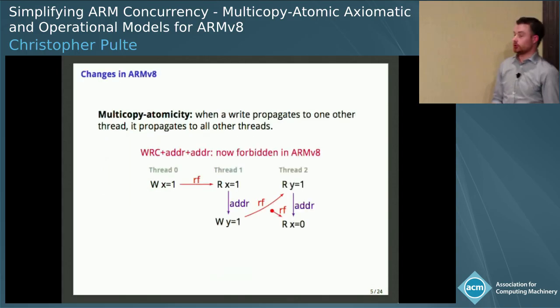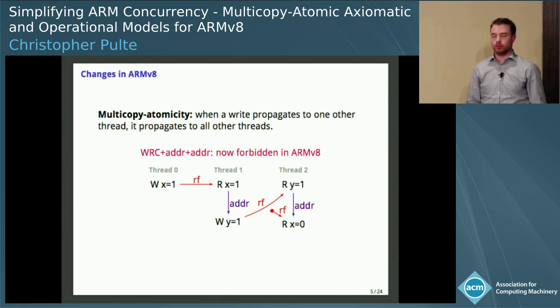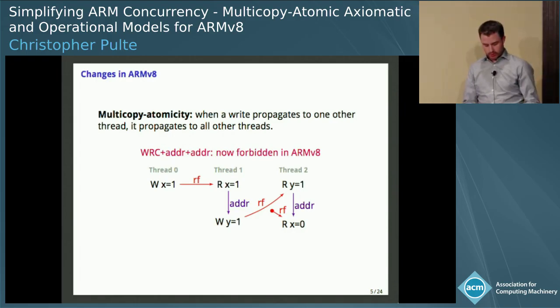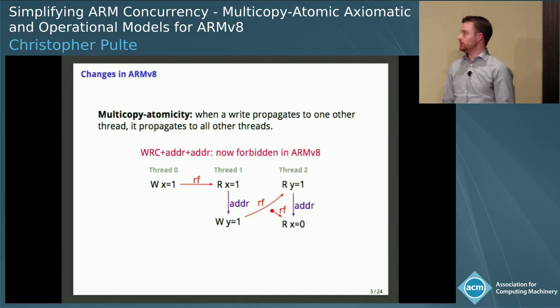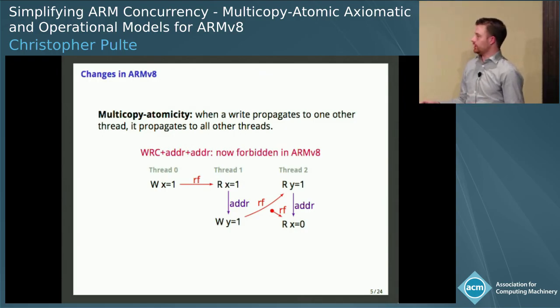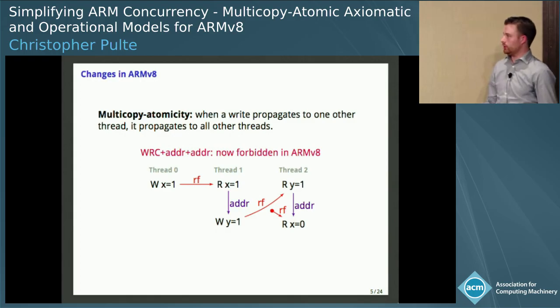The biggest change here is multicopy-atomicity. And this means that when a write propagates from one thread to another, it has to propagate to all other threads at the same time, which is a big conceptual simplification, and means, for instance, that in this litmus example here, where you don't have to look at all the details, but what this test was showing previously is that, in the previous architecture, this write of x equals 1 from thread 0 was able to propagate to thread 1 without propagating to thread 2 at the same time. And this is now forbidden, because when this write propagates here to thread 1, it has to propagate to thread 2 as well immediately. So this is now forbidden.